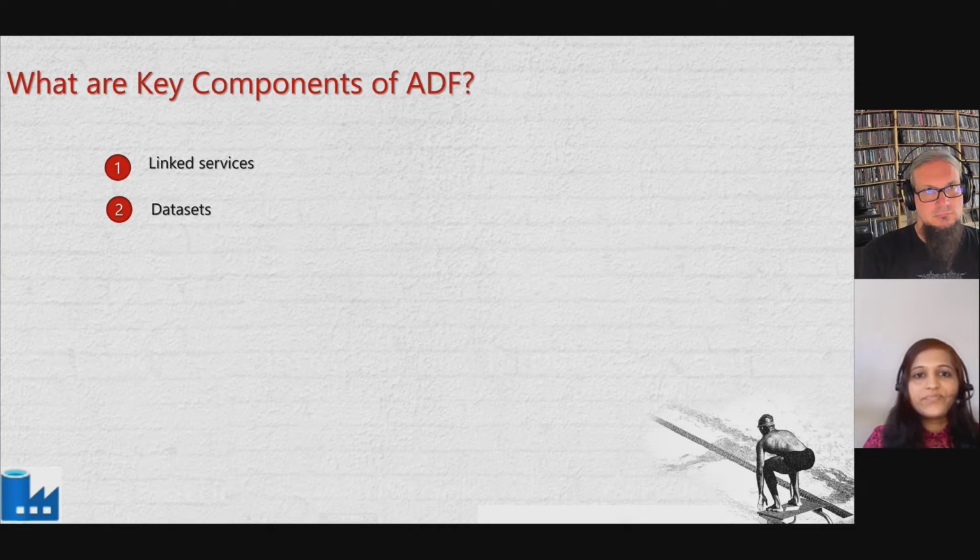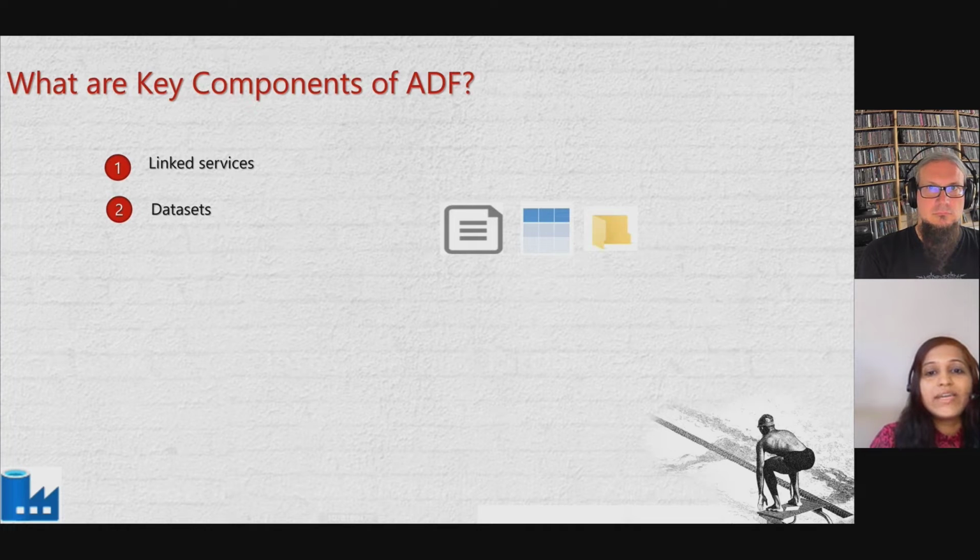Next one is datasets. Datasets represent metadata of your data, or a reference to your data, or a structure of your data. So it can be in the form of a table, file, or folder. So for example, if your linked service is pointing to an Azure SQL database, then your dataset is in the form of a table. But if your linked service is pointing to a REST API, then your dataset is in the form of a JSON file.